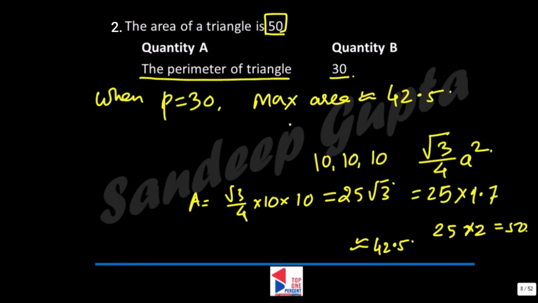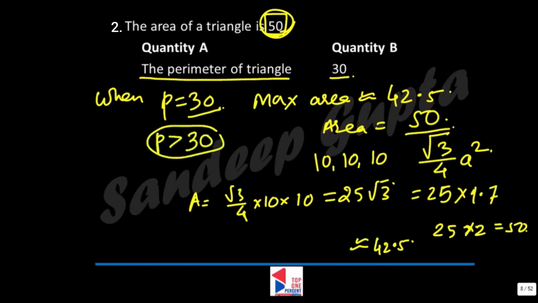So if I want the area of a triangle to be 50, can I create it with a perimeter of 30 or will I have to increase the perimeter? Obviously with a perimeter of 30, I can create only a maximum of 42.5 roughly. So if I want to create 50, the perimeter will have to be increased. It will become definitely more than 30.